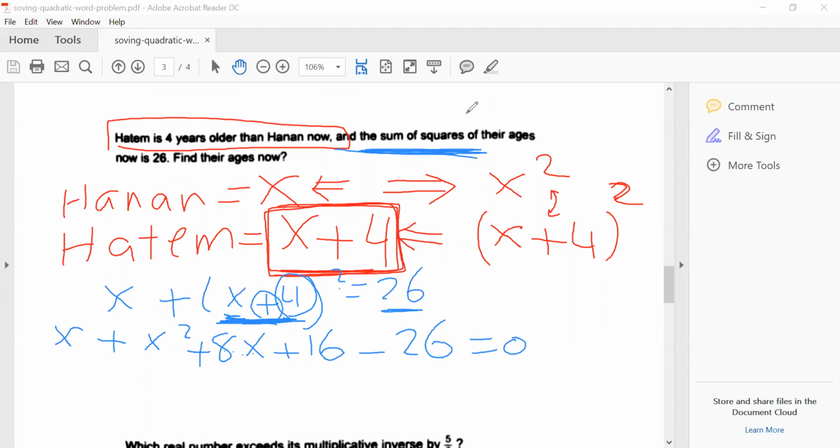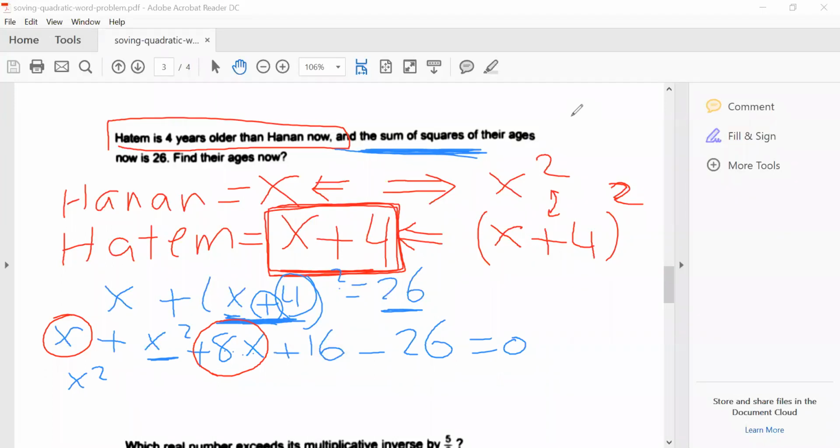Now I have to add what is like terms and what is not like. I will leave it. Okay, I have X squared here. Do I have another X squared? No. So X squared. I have X and positive 8X.